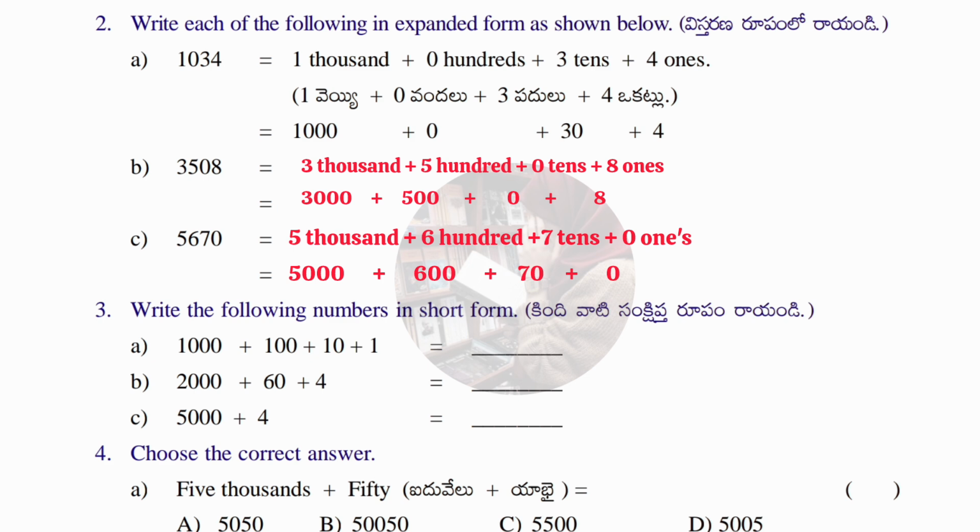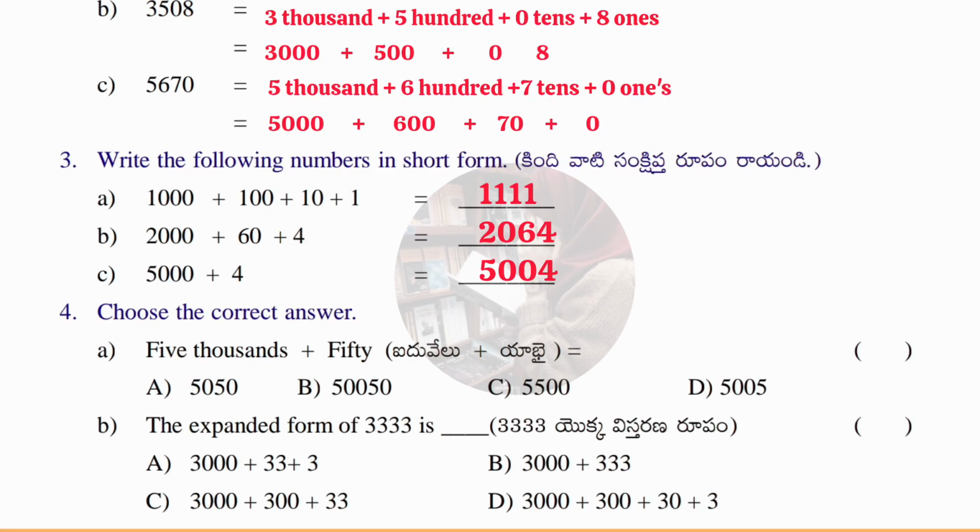Now we'll see the third question, which is write the following numbers in short form. Okay, here expanded form is given. Now we have to write it down in short form. Let's see. First one is 1000 plus 100 plus 10 plus 1 is equal to 1111. Okay, let's see second one. 2000 plus 60 plus 4 is equal to 2064. Next, third one, 5000 plus 4 equal to 5004.